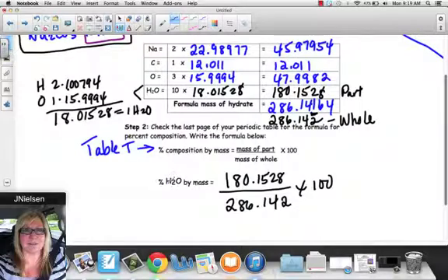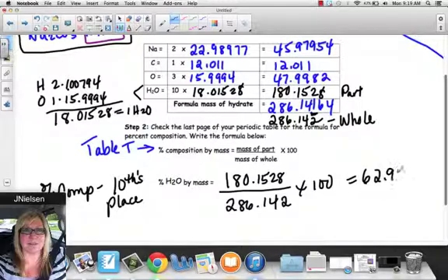And normally we represent percent comp to the tenths place. So when I do this out, I get 62.95. So if I go to the tenths place, that's going to be 63.0% H2O, because that's what they were looking for.